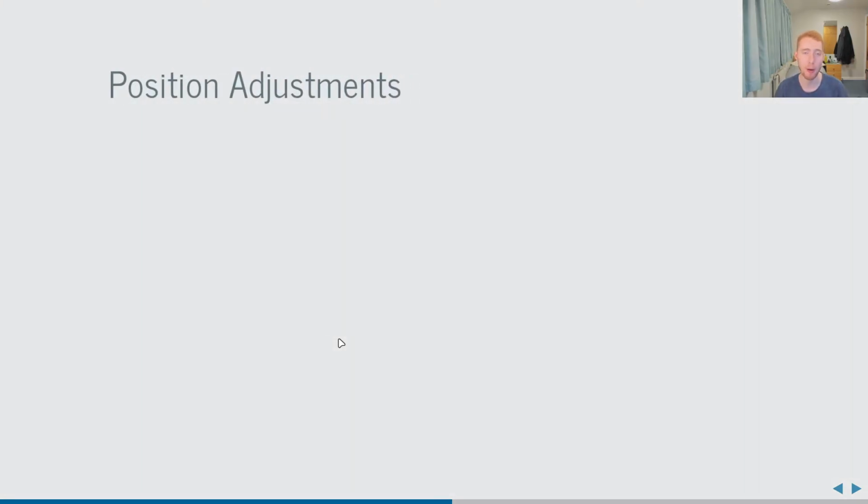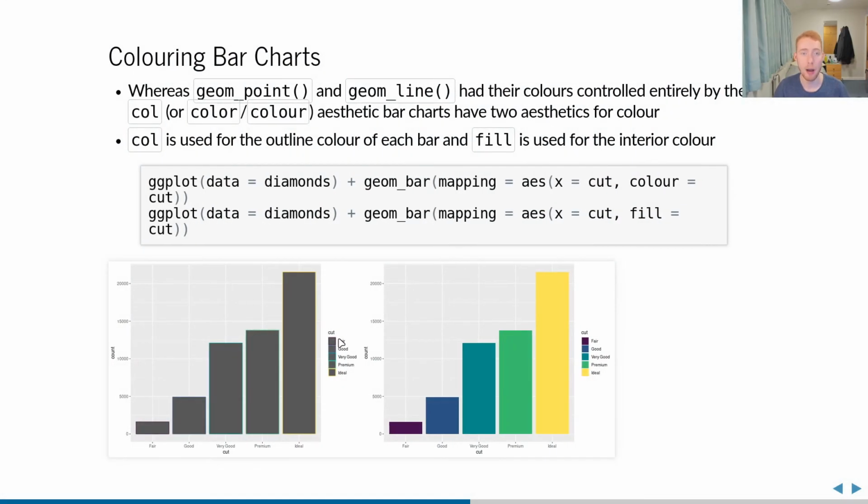Okay, so we're now going to talk about adjusting the positions of our aesthetics. So let's do some coloring. Let's take a bar plot and make it a bit prettier. We saw with geom_point and geom_line that you can specify the color of the point or line using the col, color, or colour, the British spelling, aesthetics of that geometry. Sorry, got my words mixed up there.